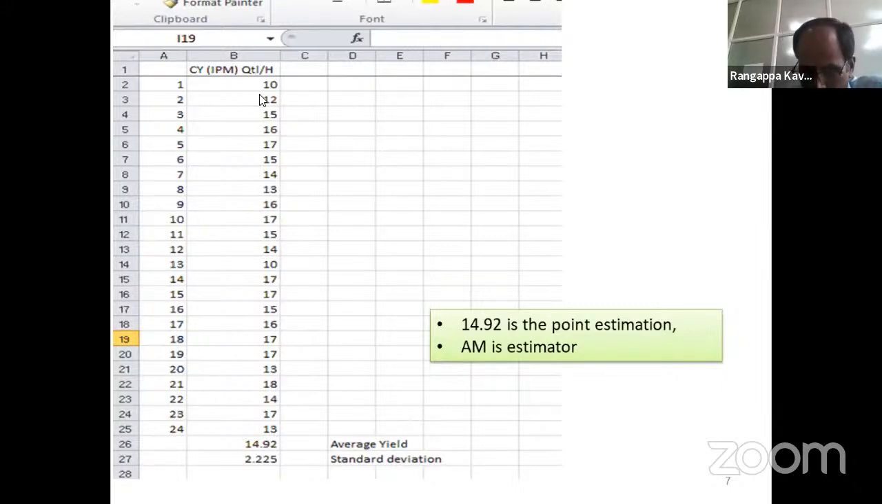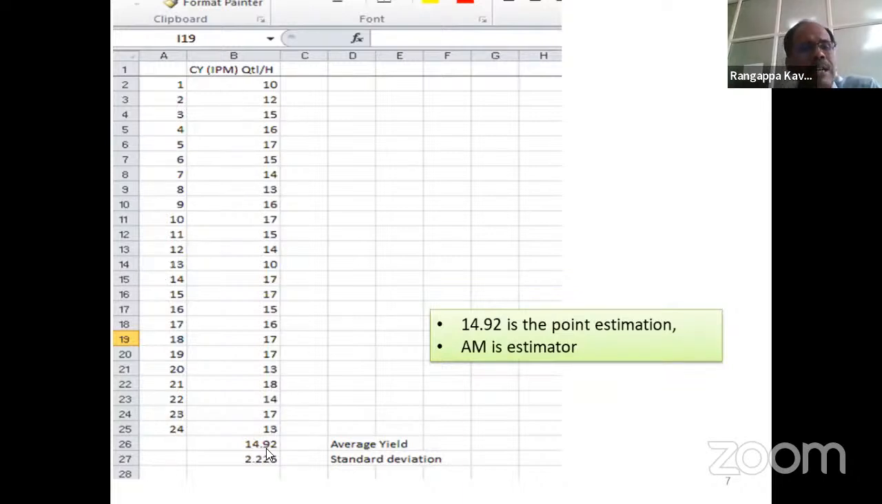Here I've given farmer number 1 who has obtained this. This is the group of farmers who have adopted this IPM, because I have written CY, cotton yield obtained by IPM farmers. 10 quintals. The second farmer, he may be Manjana or somebody, or John, he obtained 12 quintals. And the third farmer is, say, Mr. Philip, you obtained 15 quintals of cotton. Like that, these numbers represent different farmers obtaining different cotton yields.